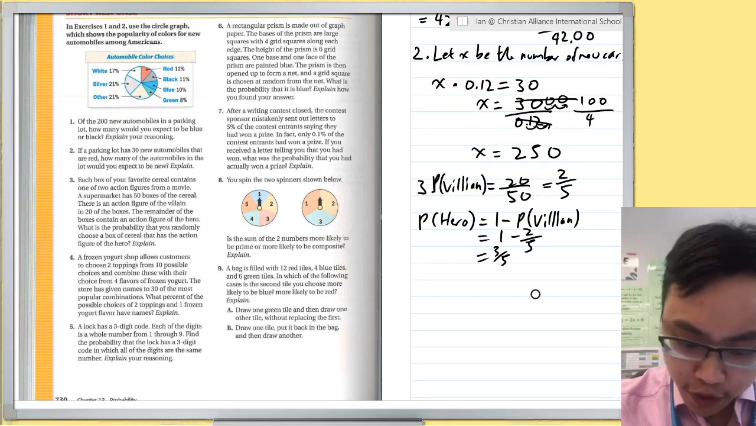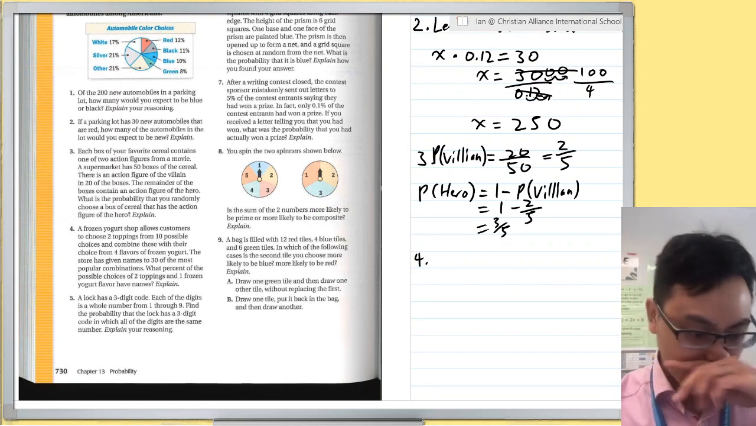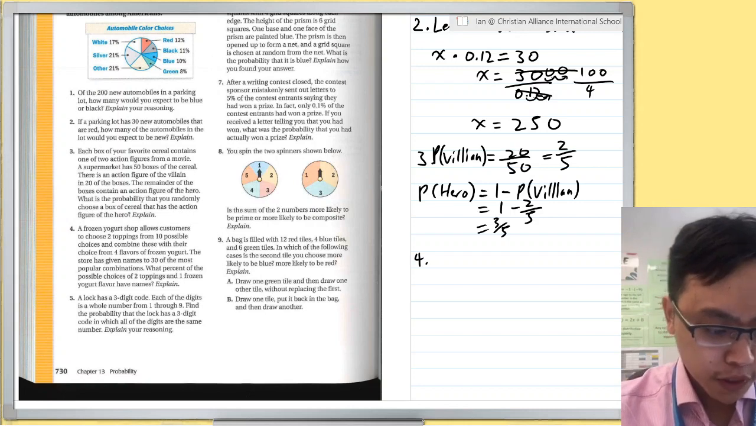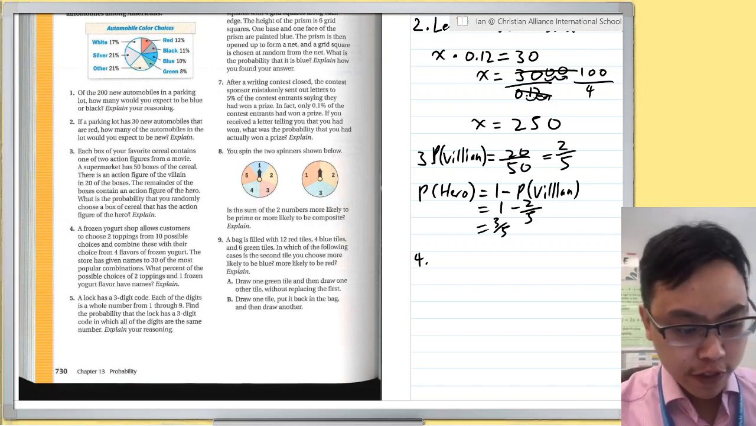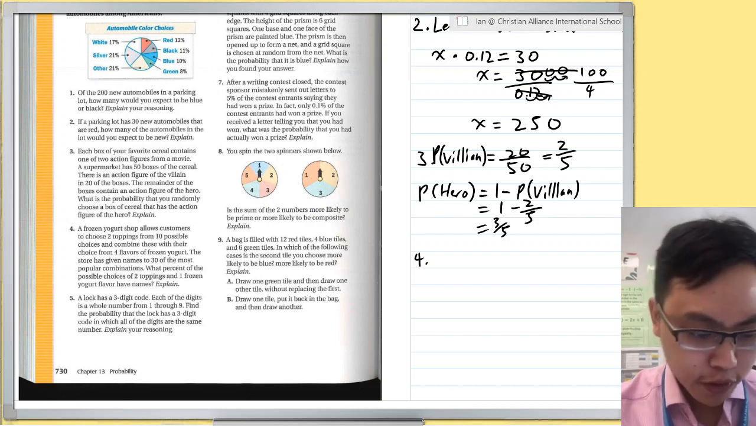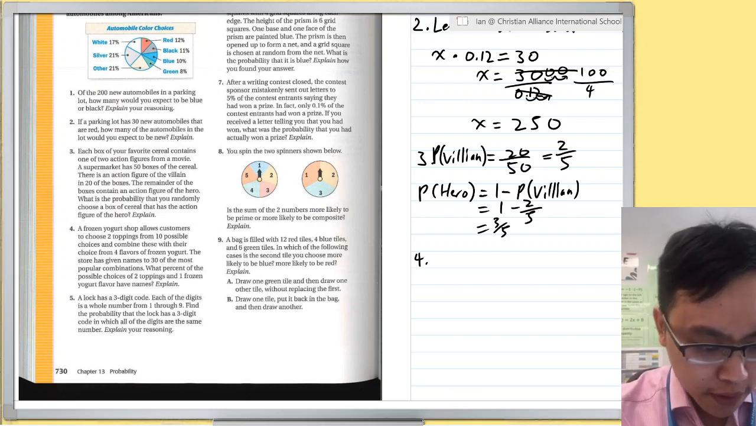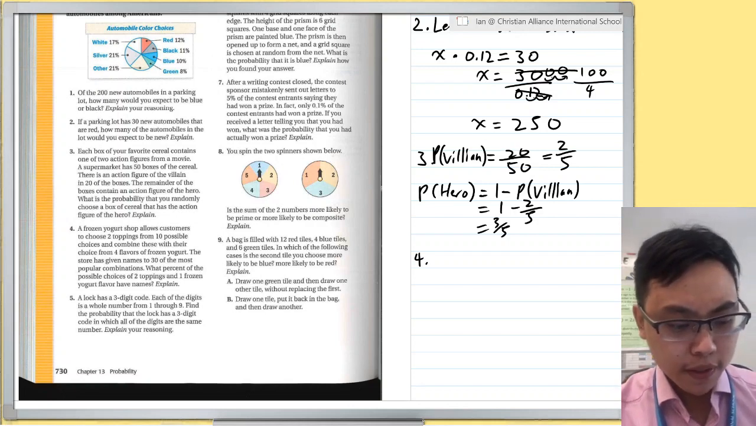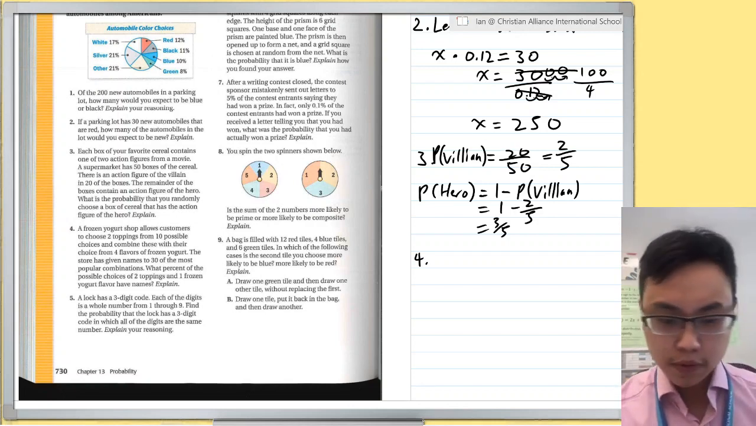So question 4, moving on. It says a frozen yogurt shop allows customers to choose 2 toppings from 10 possible choices and combine these with their choice from 4 flavors of frozen yogurt. So the store has given names to 30 of the most popular combinations. What percent of the possible choices of 2 toppings and 1 frozen yogurt flavor have names?